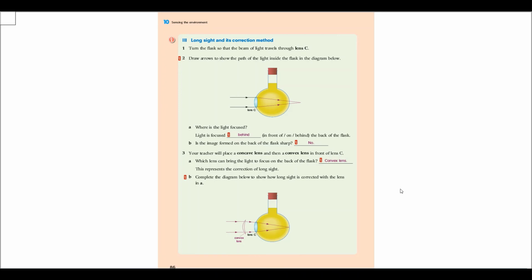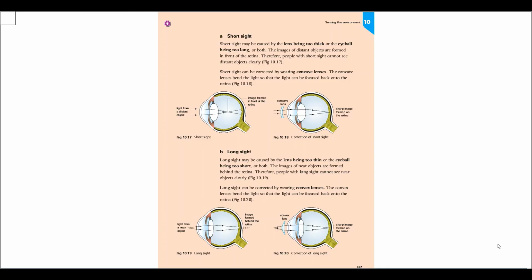So remember two things, alright. One is about short sight, one is about long sight. Short sight: thicker lens, concave lens. And then for long sight: thinner lens, convex lens. So this will be the whole idea about this experiment. Even if you don't understand how the light bends, you have to know the lens and the different eyesight.